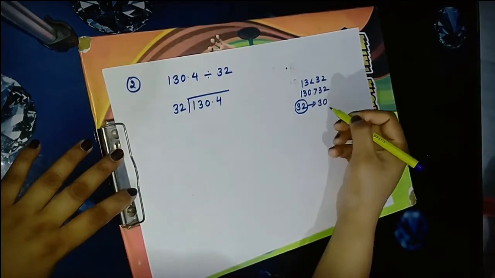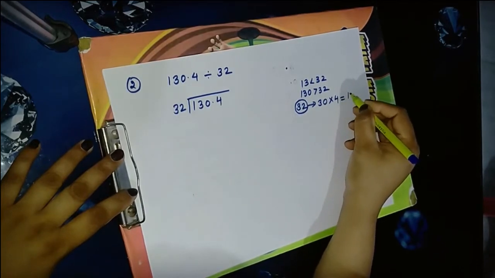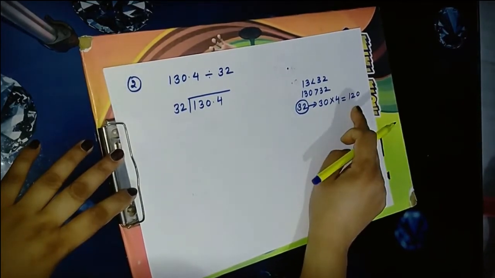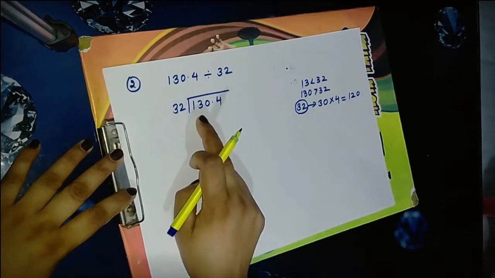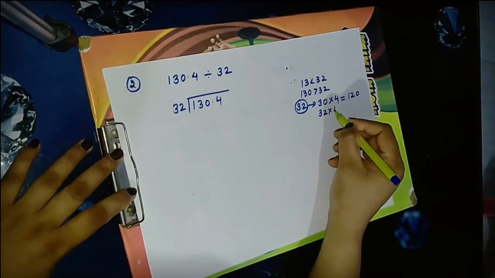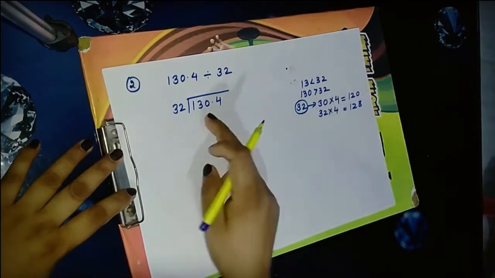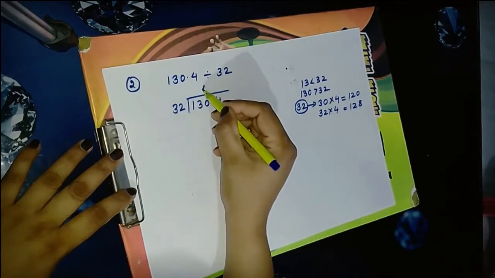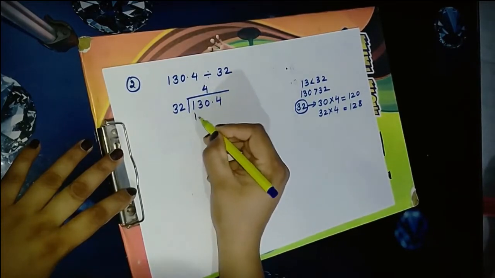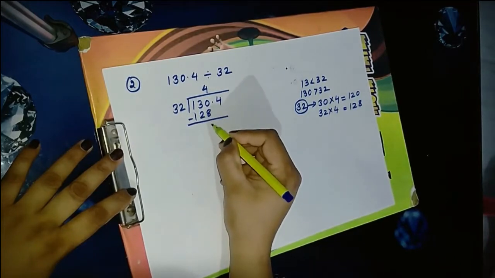We know the table of 30, and in the table of 30 we know that 4 times 30 is 120. This 120 is less than 130. So we can go 4 times 32. So 4 times 32 is 128. This 128 is less than this 130. So we need to write this 4 here and 128 here. 130 minus 128 is 2.